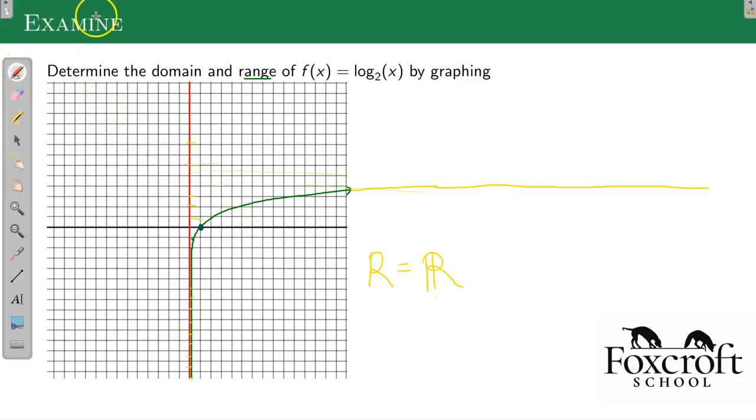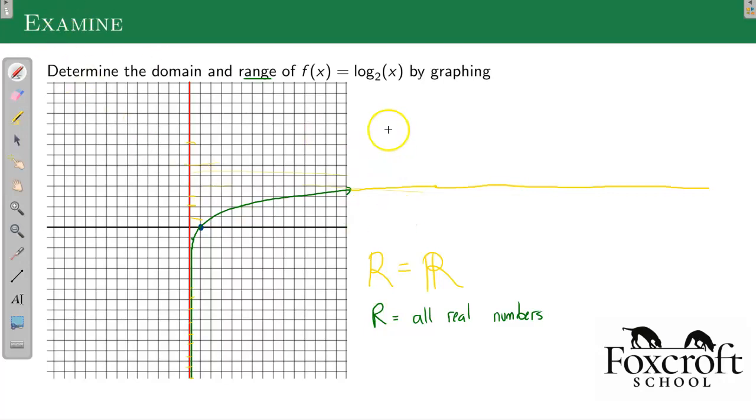Again, you don't have to use the fancy double-lined R. You can just say range equals all real numbers or something like that. And I'm not too much of a stickler for the notation you use, as long as you're putting in words or doing the right thing, as long as you know the range of things you get out of this logarithm is everything, then I'm happy with that.